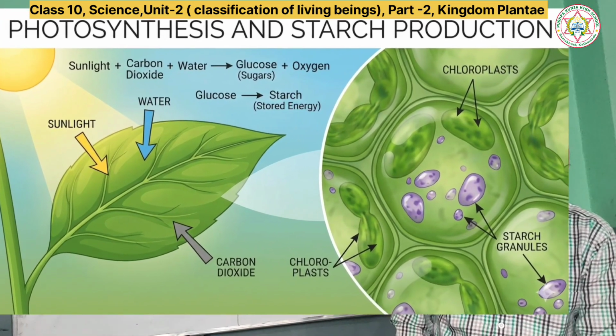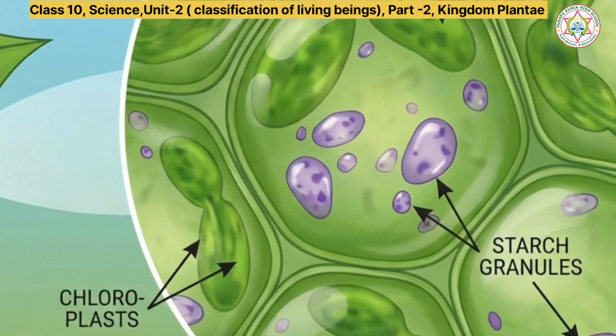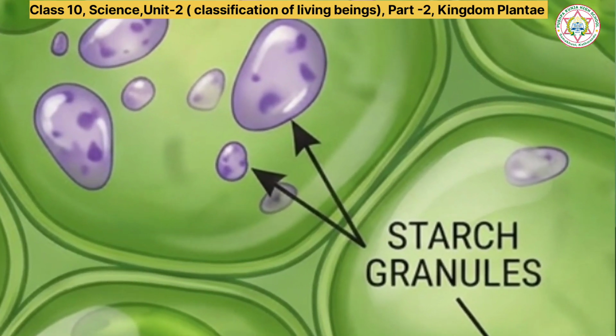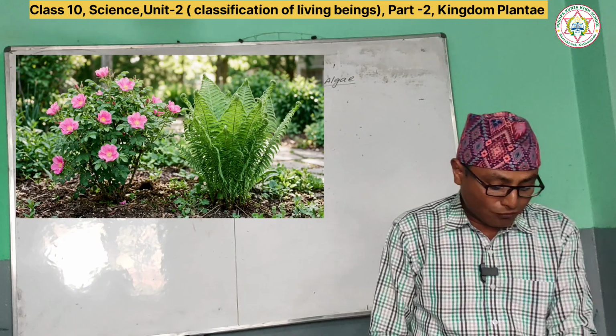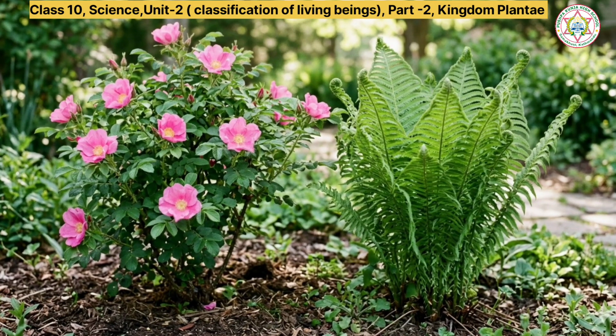They store food in the form of starch. So starch is one type of carbohydrate. Right? So they store food in the form of starch. They are either non-flowering or flowering plants. So some are flowering, some are non-flowering.